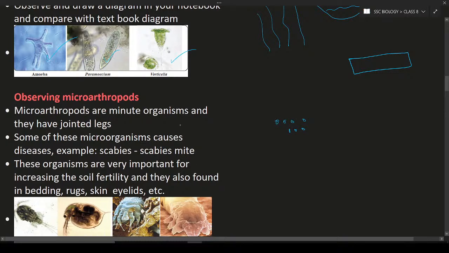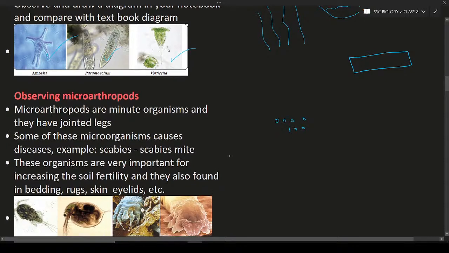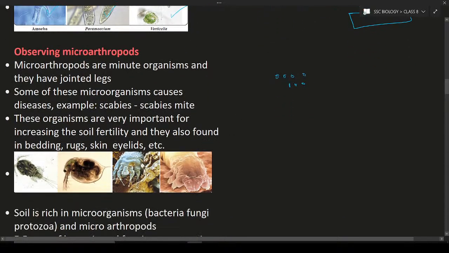These arthropods have jointed legs. For example, here you can see in this diagram, they have tiny legs. The term arthro means joint, and pods means legs. It means these organisms have jointed legs. You can see in this diagram, all these organisms have jointed legs.